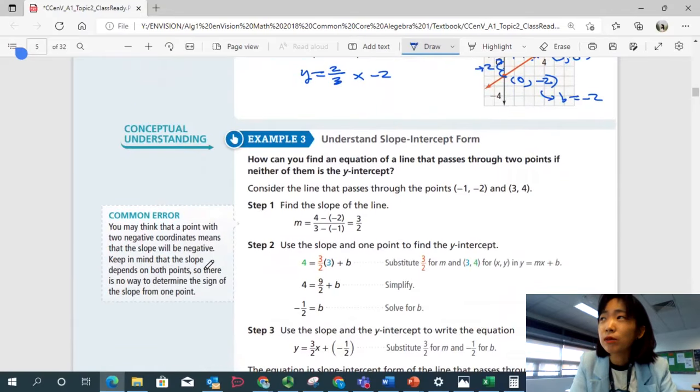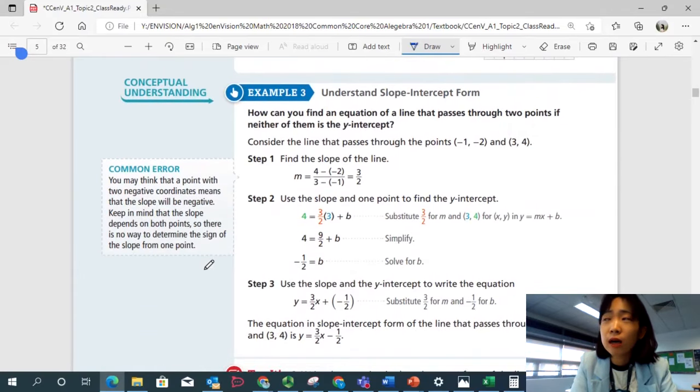Okay, let's look at example 3. Understand slope-intercept form. How can you find an equation of a line that passes through 2 points if neither of them is the y-intercept? What if they don't give you a y-intercept? Can we still figure out an equation of the line? The answer is yes. We're going to look at that.